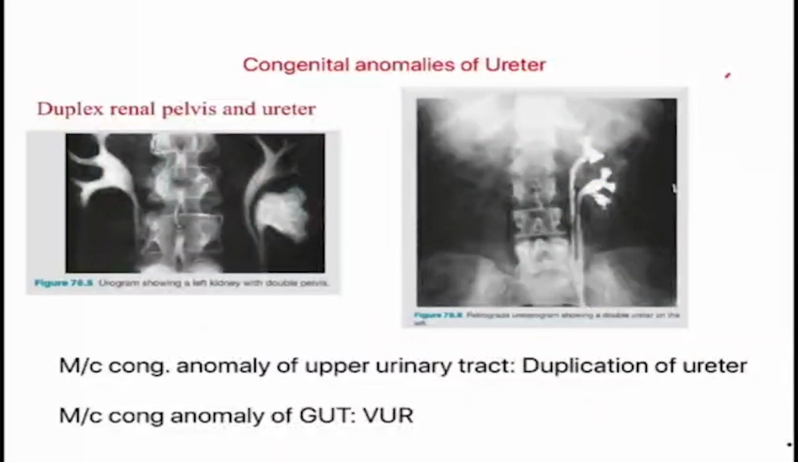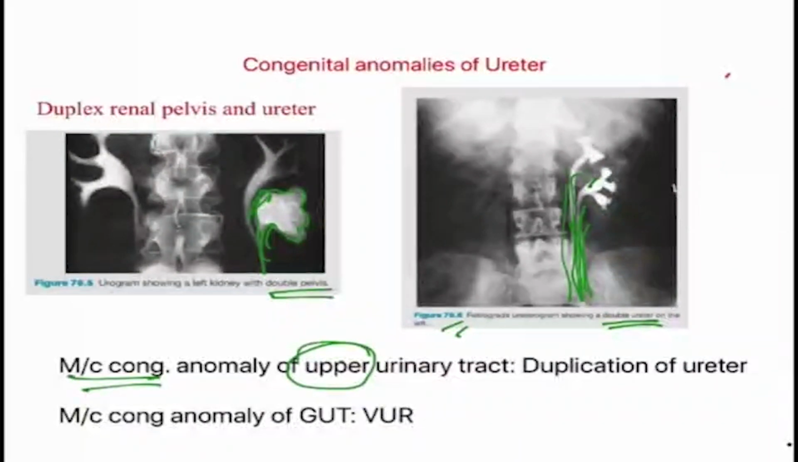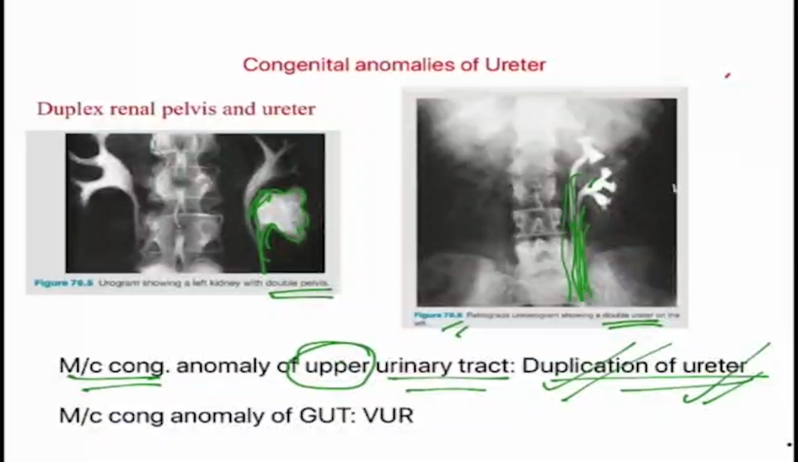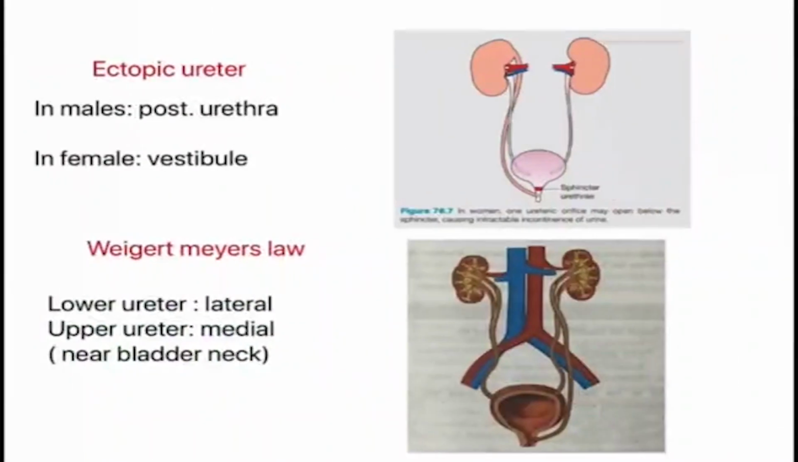Now coming to the congenital anomalies of ureter, duplex renal pelvis and ureter. In this you can see here the pelvis is duplicated on left side. So this is double pelvis, and here the ureter is duplicated. So this is double ureter on left side. The most common congenital anomaly of the upper urinary tract is duplication of ureter, but the most common congenital anomaly of the genitourinary tract is vesicoureteric reflux.